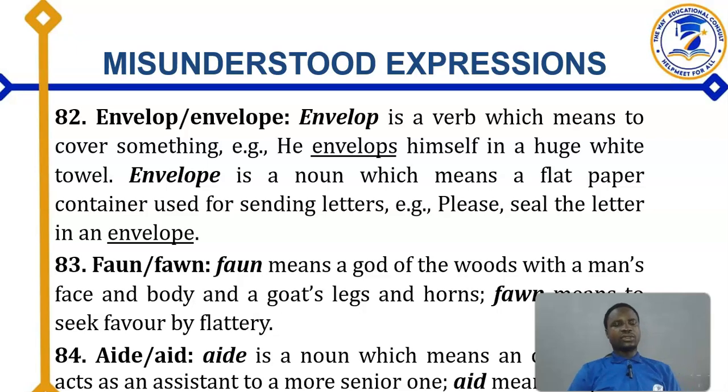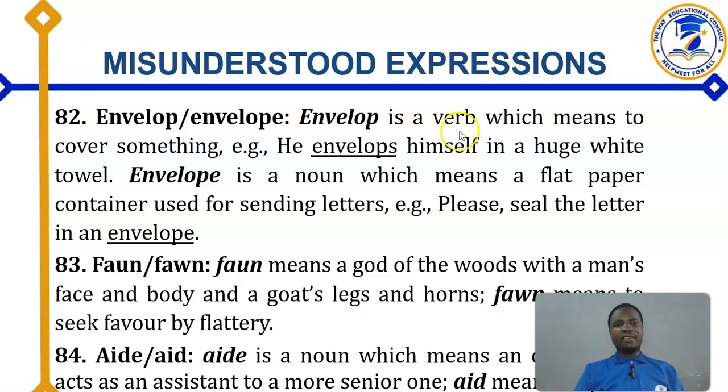Number 82 now, to continue from where we stopped in the last class. Envelop, without E after P, is a verb, which means to cover something. He envelops himself in a huge white towel. That is, he covered himself up.